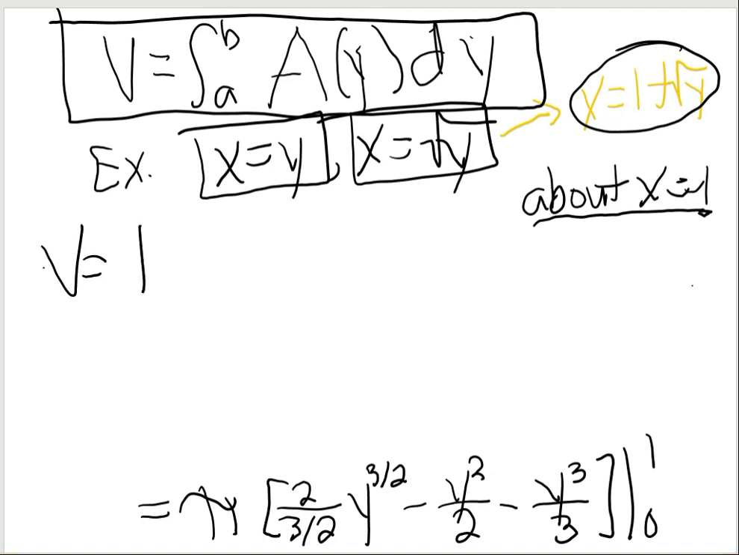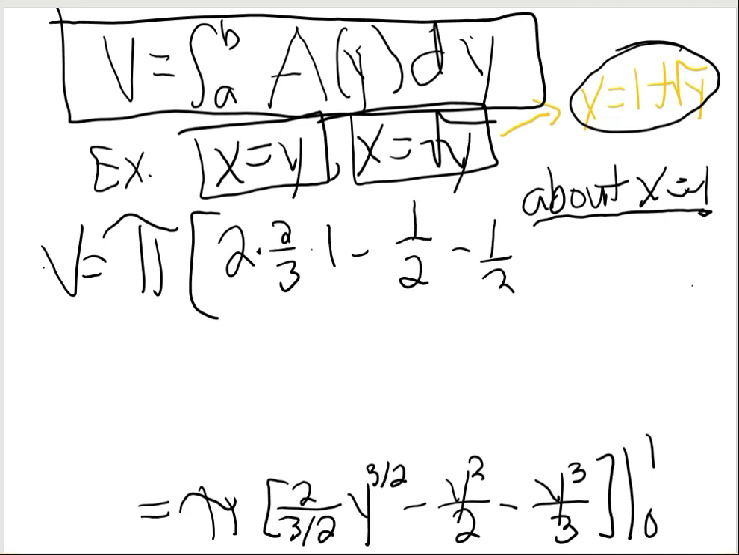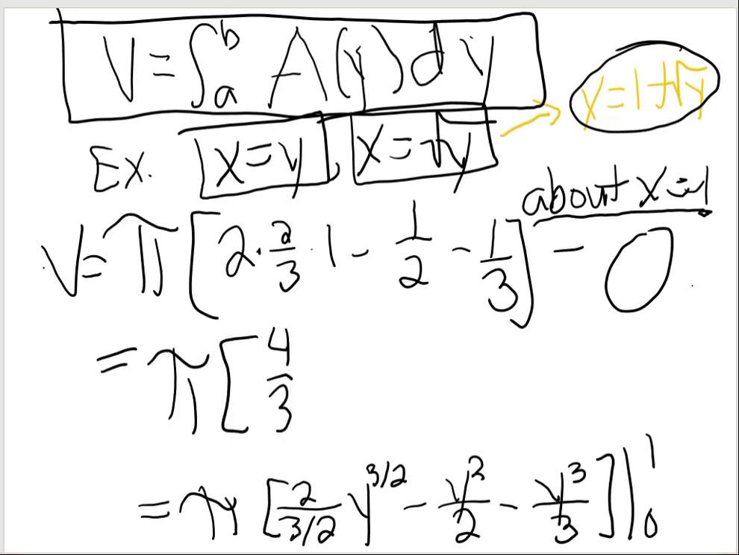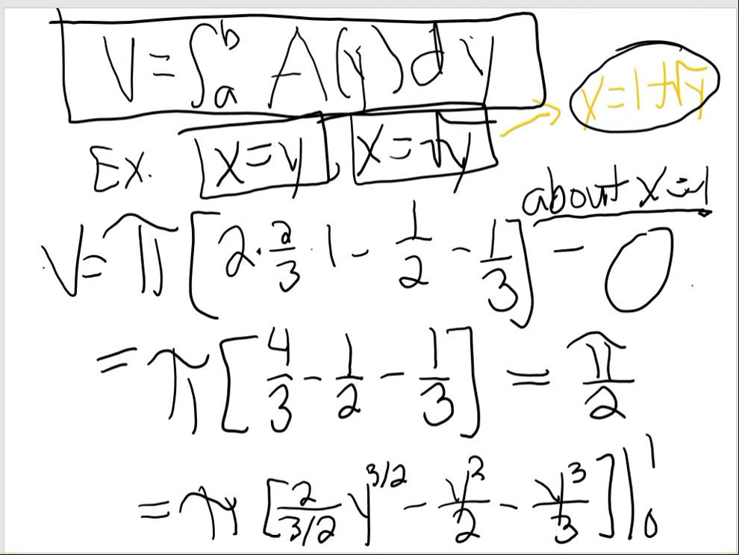So our volume is going to be pi, and this will be 2 times 2/3 times 1 minus 1/2 minus 1/3, and then minus, plugging in 0 for all that, you get 0. Okay, so this is pi times 4/3 minus 1/2 minus 1/3, or pi over 2. So the volume of this thing is just pi over 2.